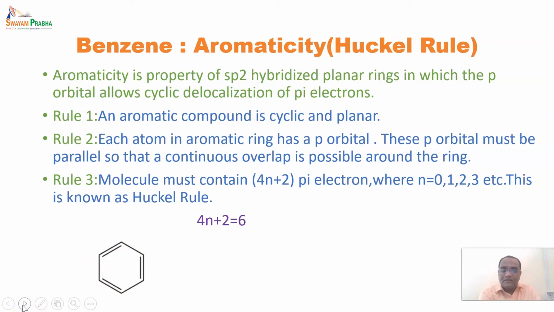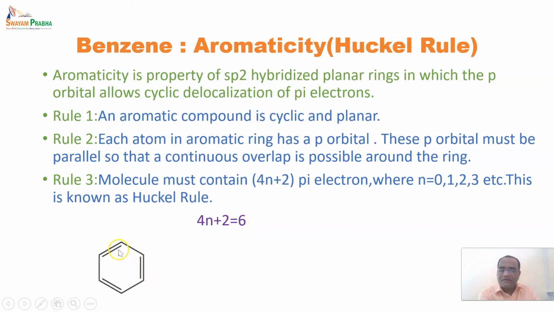After that, now we'll calculate according to Huckel's rule. And the second rule is that the p orbitals must be parallel, so that there is continuous overlap. So all these p orbitals are parallel, right? And after that, Huckel's rule, that is 4n plus 2 equal to 6, right? So 6 indicates the number of pi electrons.